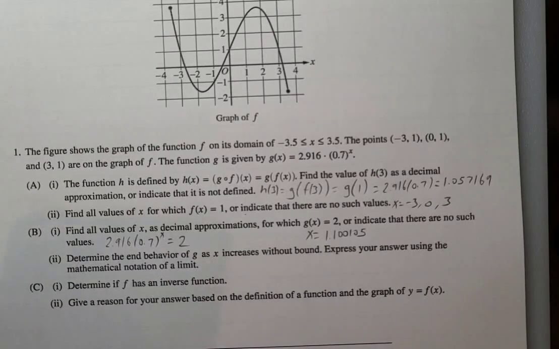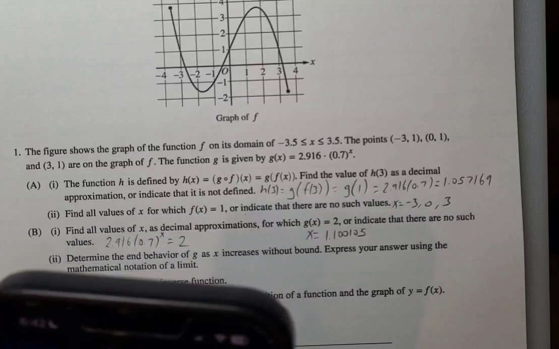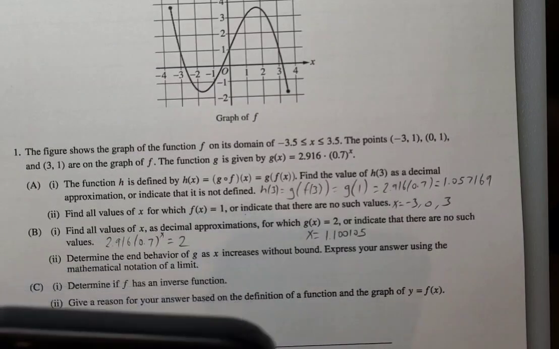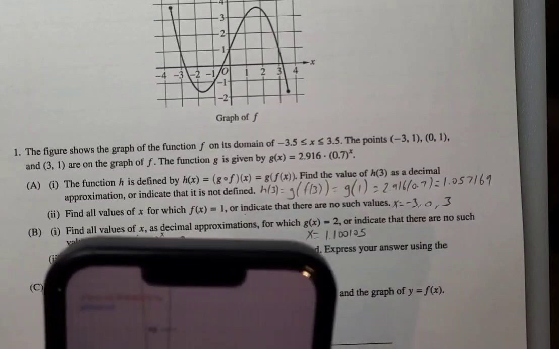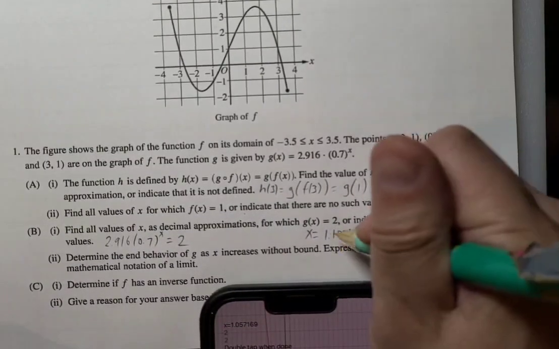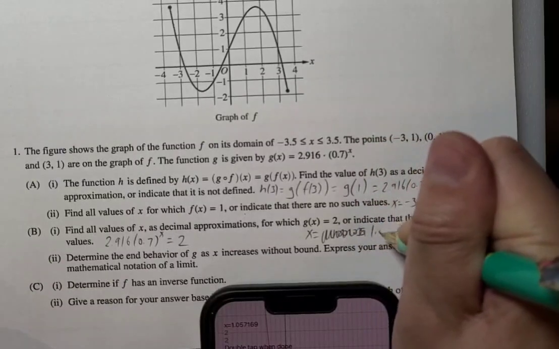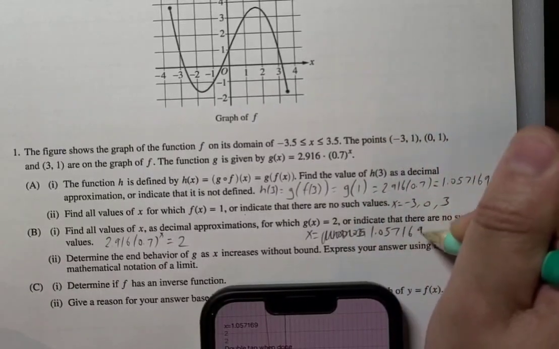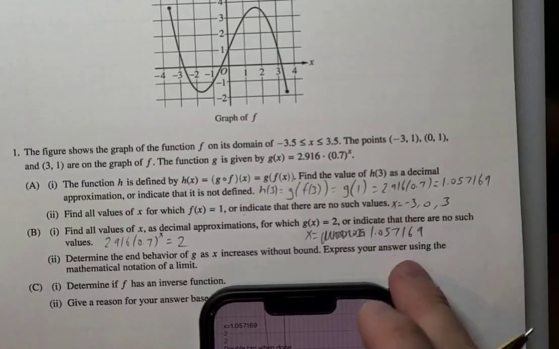Well, actually, I did not type it in correctly. I had it as 961, not 916. So the answer is a little different. This is what I got previously: 1.057169. This is the value of x.